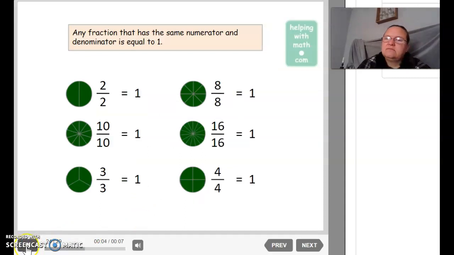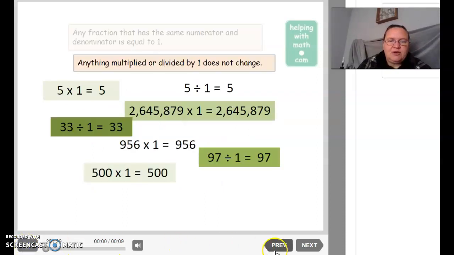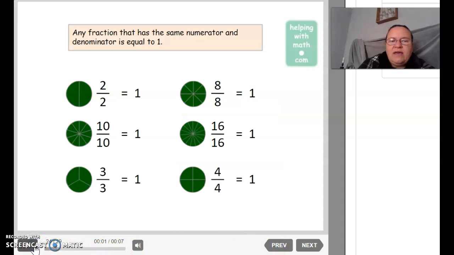Any fraction that has the same numerator and denominator is equal to 1. Oops, let me go back to that one. We have learned this at the very beginning of learning fractions. I'm sure even down in grade 3. We learned that if you have cut something into 2 pieces and you have got both of those pieces, it's 1. Even if there are 16 pieces and you have all 16, it's 1. So any fraction that you see that has the same numerator and denominator will equal 1.